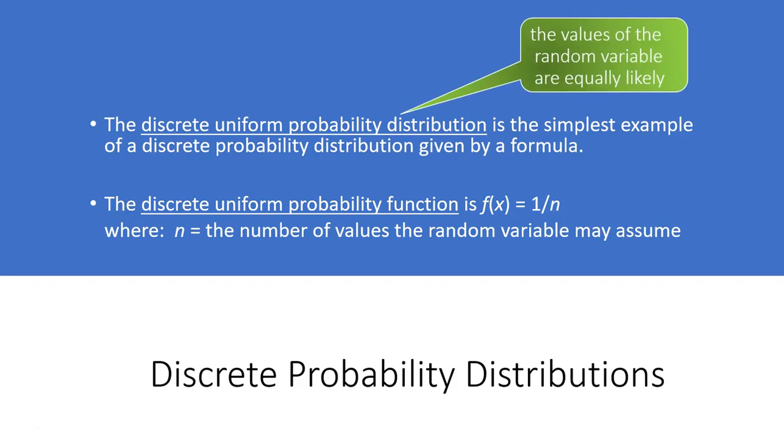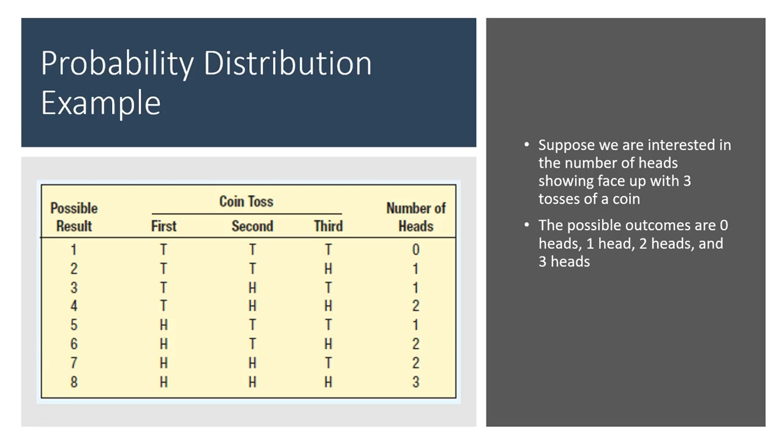So talking about discrete probability distributions a little bit more, that's going to be the simplest example that we have of a probability distribution given by a formula. And so it's usually the one that you're used to seeing, which is 1 out of however many objects you have in your sample, or how many outcomes your random variable can assume.